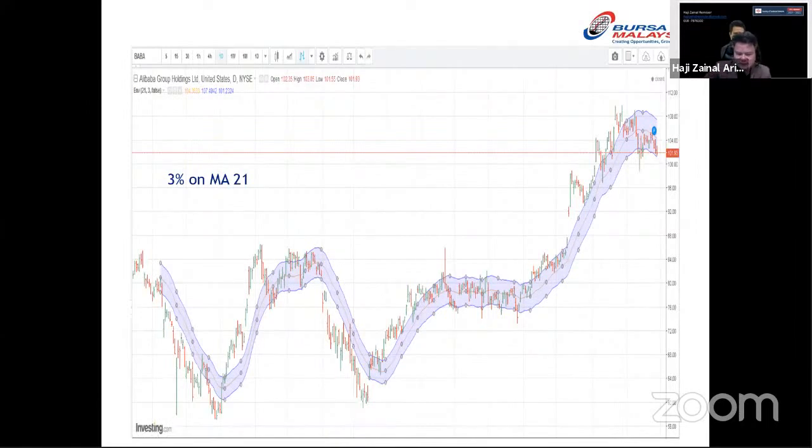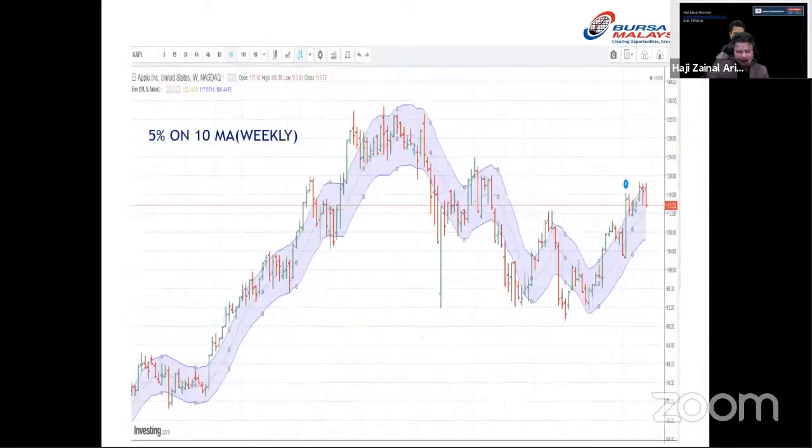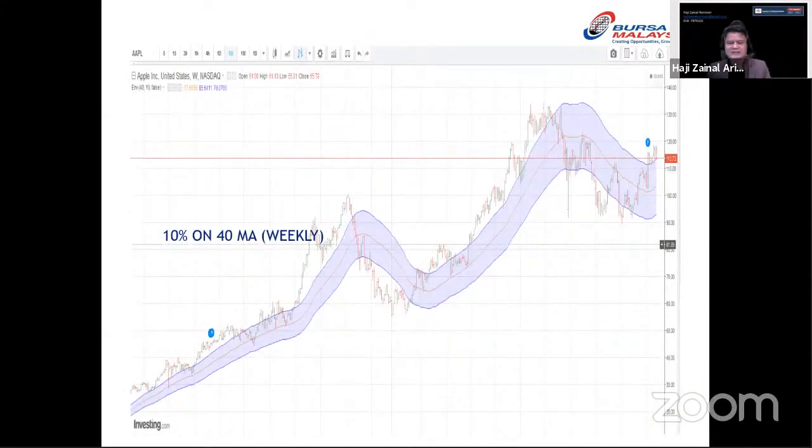Okay, this is 21 days. For longer term, we use 5% on the 10 week moving average, or you can also use 10% on the 40 moving average on a weekly basis. So each bar here is a weekly bar. Every bar that you can see here is a weekly.